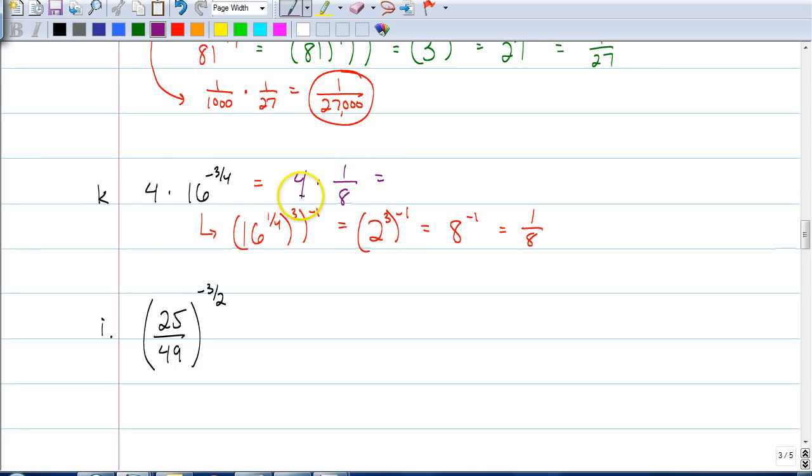And 4 times 1/8, if I look at this as being 4 over 1, 4 times 1 is 4, 1 times 8 is 8. So 4/8 reduces to 1/2. So that would be your answer, 1/2 for letter K.